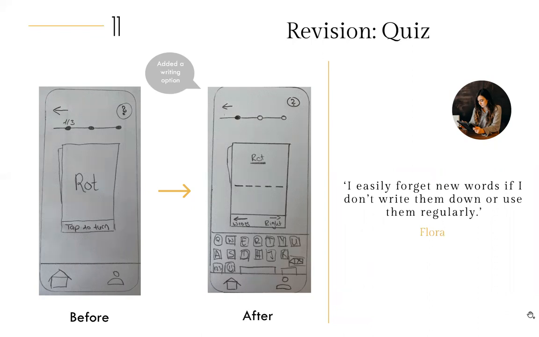And during the process, I actually remembered that Flora easily forgets new words if she doesn't write them down or use them regularly. And that's also feedback that I got from my users. So I changed the feature and also gave the option that my user would need to write down a word to see if he or she is correct or not.